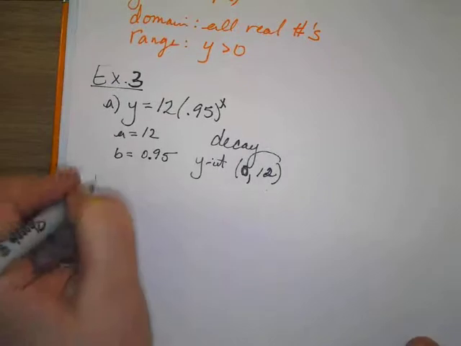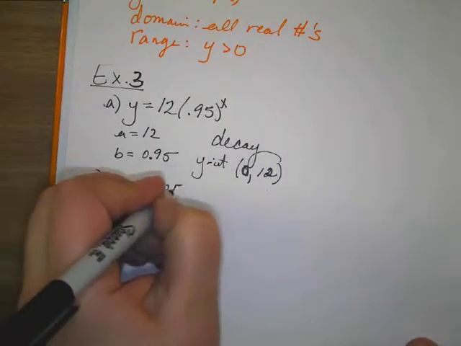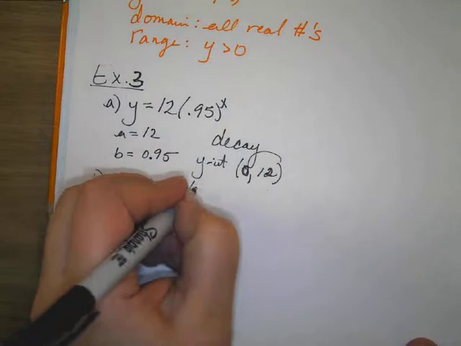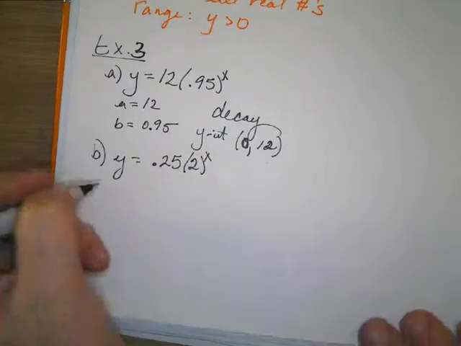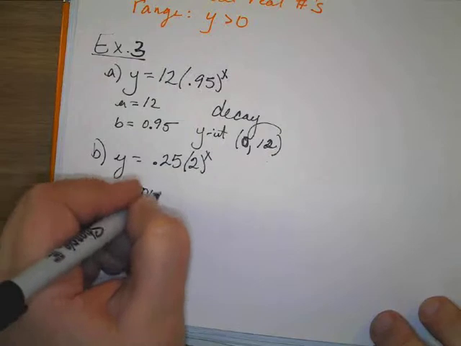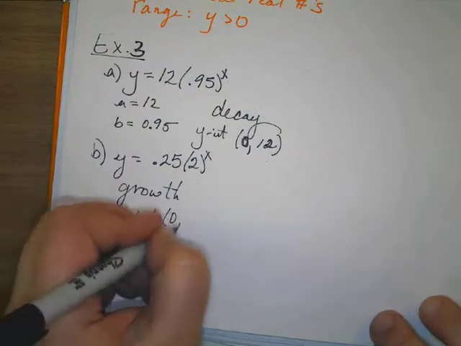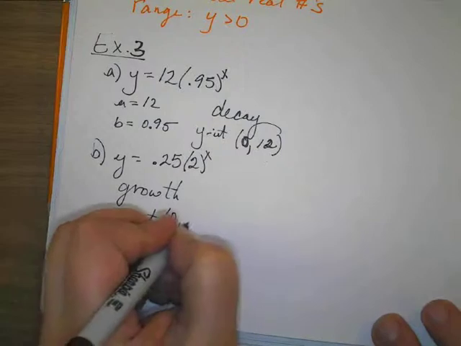So for b, they give us this function, y equals 0.25 times 2 to the x. So is this going to be a growth or a decay? Growth. It's a growth because our b value is bigger than 1. And our y-intercept is 0. And what's my a value? 0.25.